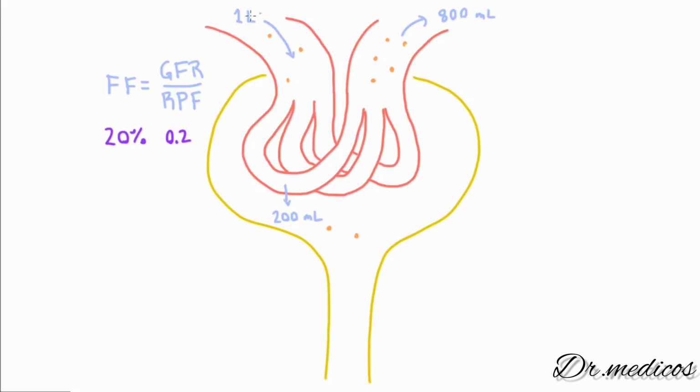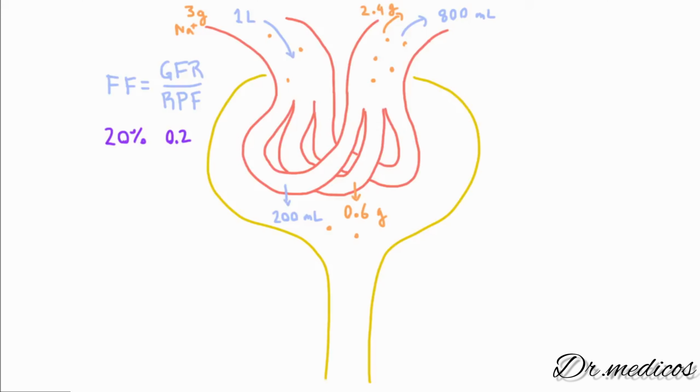And then let's say that in this 1 liter of water, we had about 3 grams of sodium dissolved. How much of that is going to get filtered here, and how much of that is going to go back out through the efferent arteriole? Well, it works exactly the same way as with the water. So 3 grams coming in, 20% of 3 grams is 0.6 grams, or 600 milligrams, and the rest is going to go back out this way, and that's 2.4 grams.